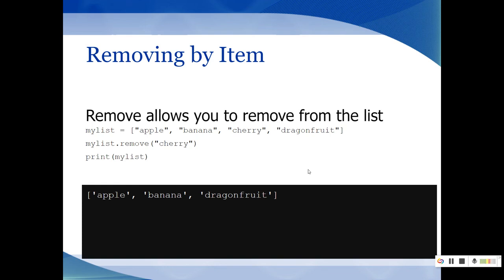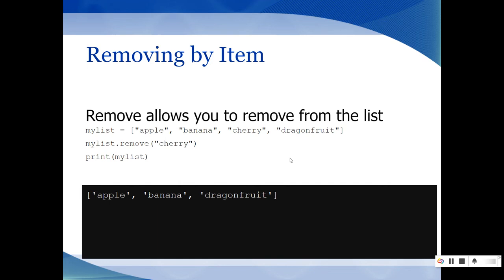Now remove allows you to remove an item from the list, and you can say myList.remove and then specify which item you want to be removed. In this case, they removed cherry, so it's just showing a list of apple, banana, and dragon fruit.